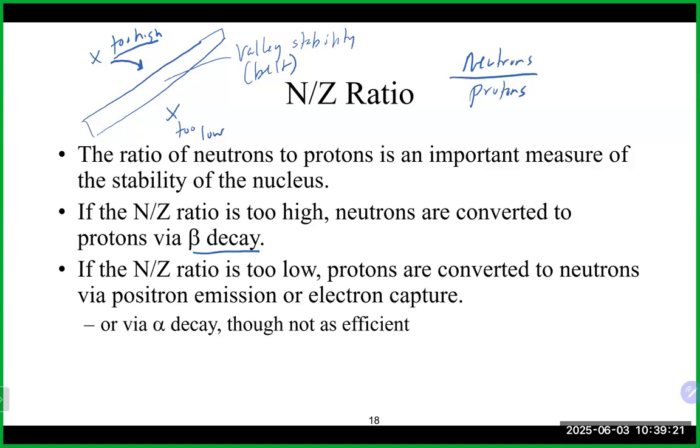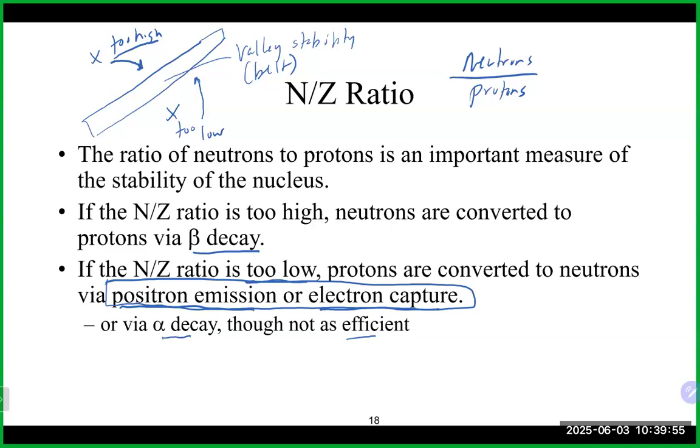It may actually hit perfectly stable, or it may at least move it in the correct direction to becoming more stable. If your ratio is too low, one of two things will happen: a positron emission or electron capture. It could also do alpha, but it's not very efficient. So for us, we're going to stick with just these two for what will happen if it is too low. And by doing so, it's going to bring that ratio back up.